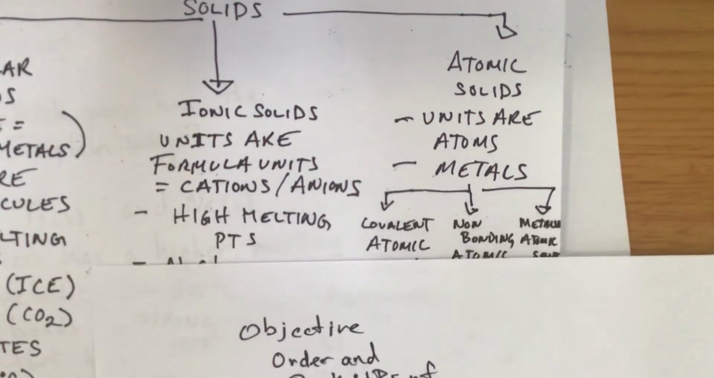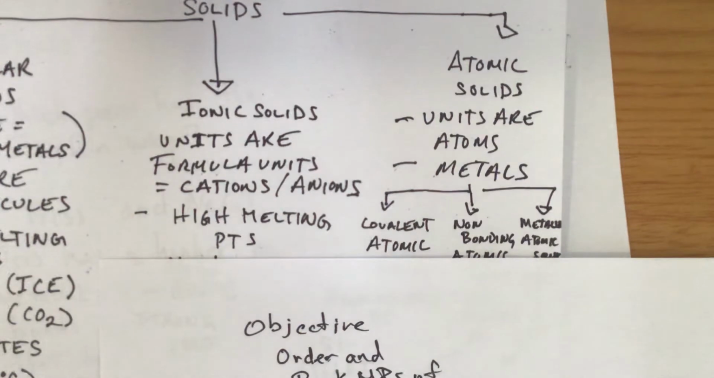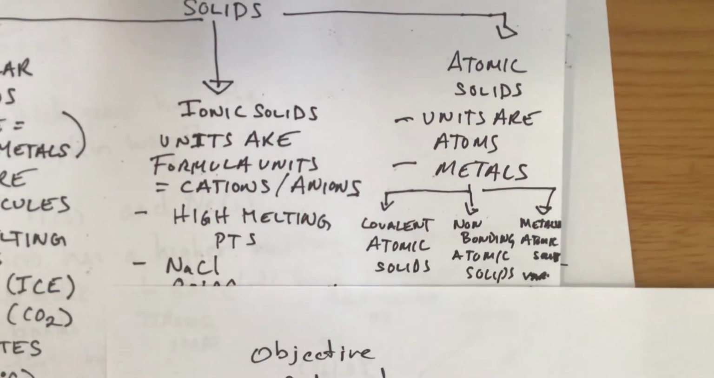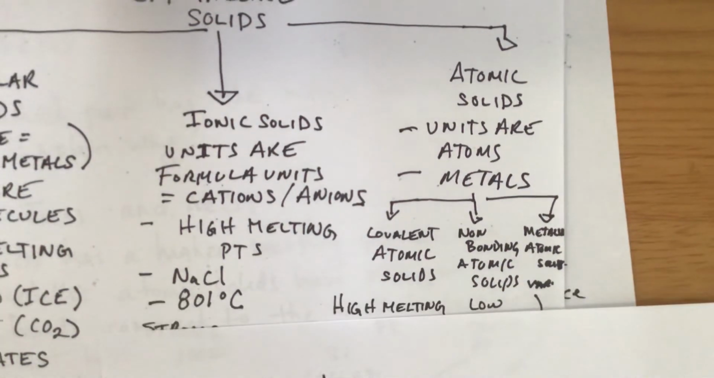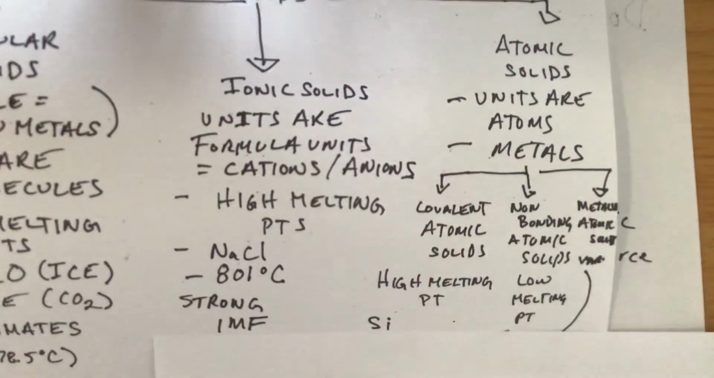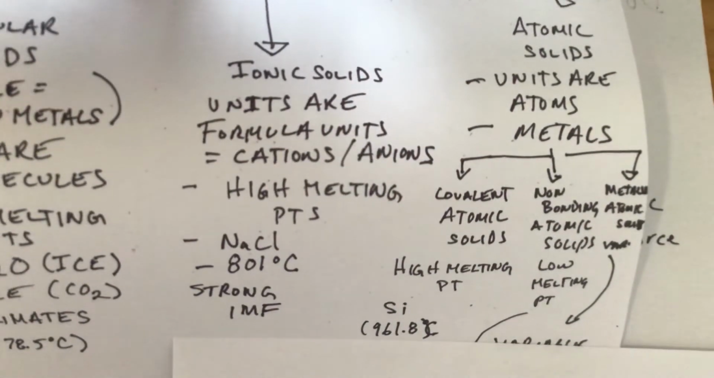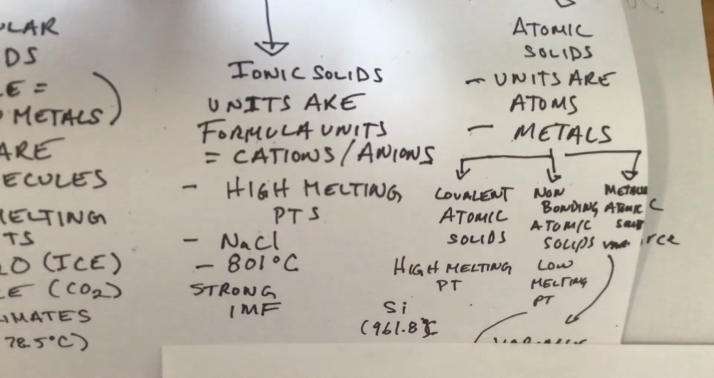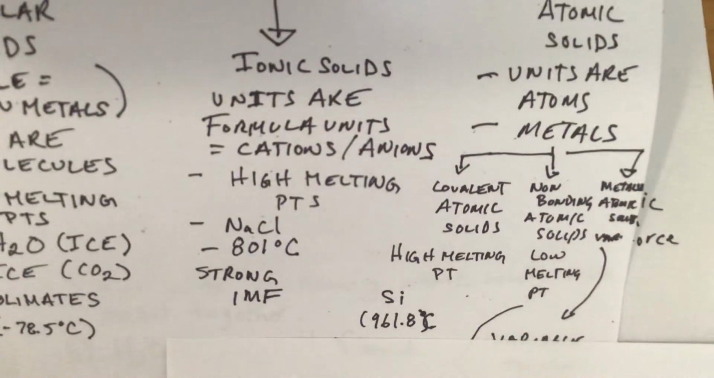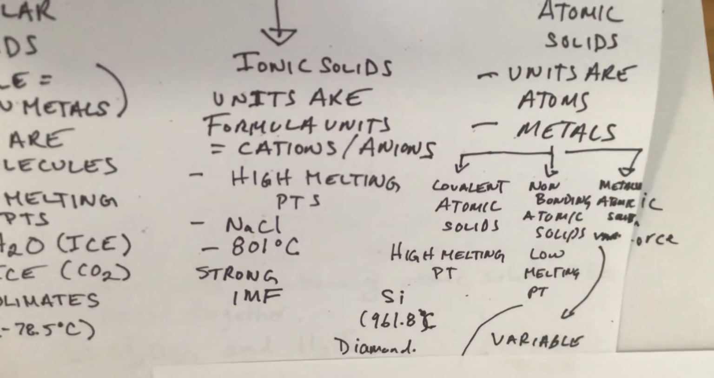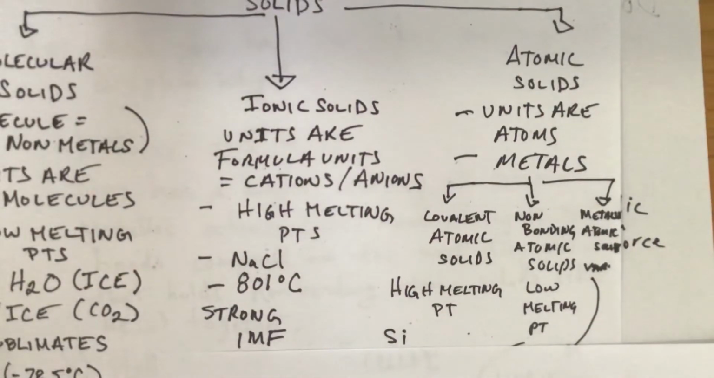Okay? There are 3 different flavors. There's one that's covalent atomic solids. So these are atoms, they're metals, but they're bonded together covalently. So something like silicon. And these ones, comparatively speaking, have fairly high melting points. So silicon, for example, has a melting point of 961.8 degrees Celsius. If we think about diamond, which is very similar to silicon, it has a similar melting point as well.